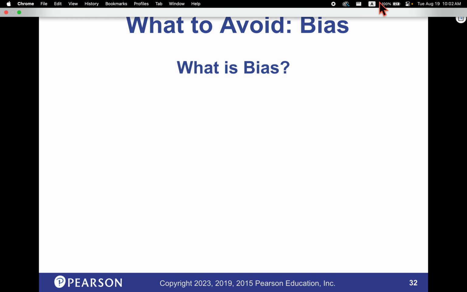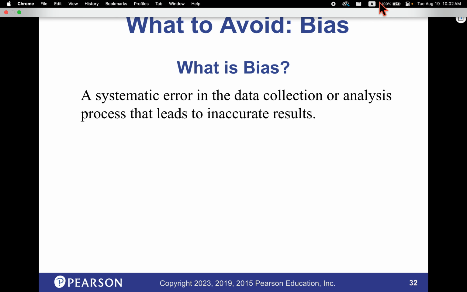So, what to avoid bias. We're going to talk about different types of bias. Remember, there are two types in general, the kind we know and the kind that are sort of hidden biases. And sometimes we hide them because we don't want to think we're biased, right? But we all have our biases because of our interactions. But bias is a systematic error in the collection of the data that can lead to inaccurate results.